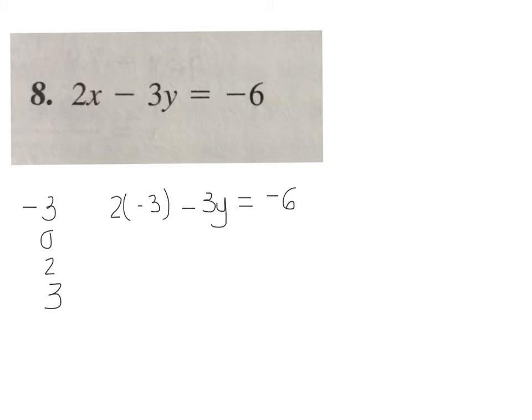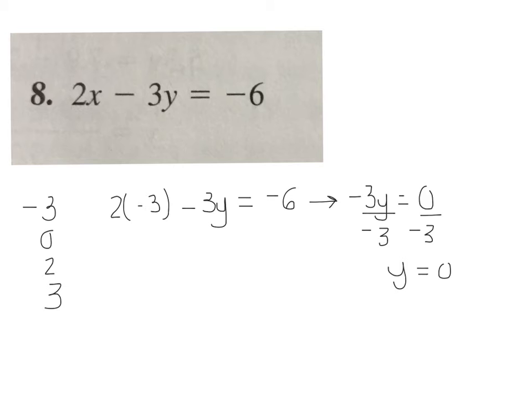2 times -3 is -6. So I need to move that to the other side. So in order to do so, I'm going to have to add 6 to both sides. And I'll have -3y is equal to -6 plus 6, which is 0. Obviously, I have to divide by -3 to get y alone. And 0 divided by -3 is 0.